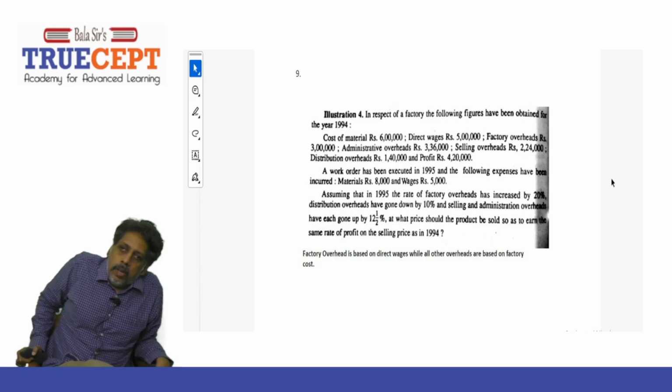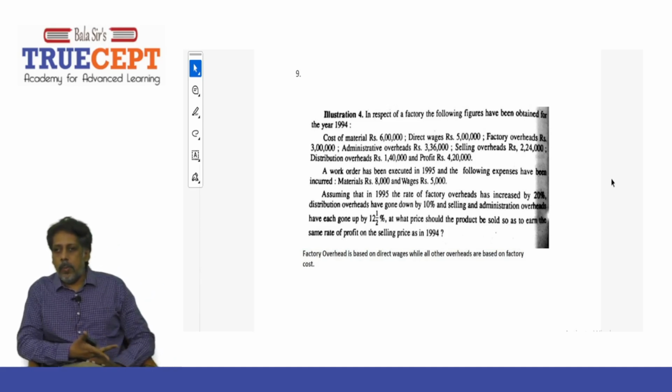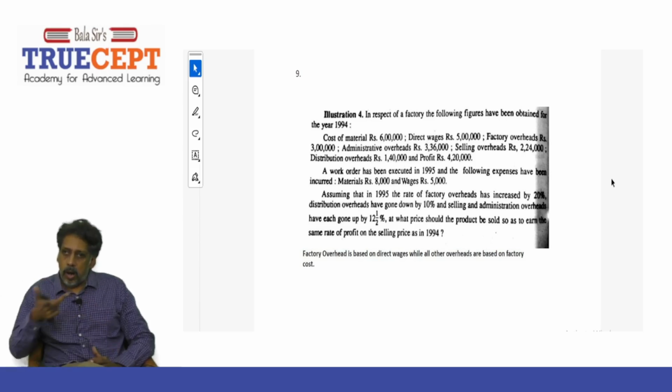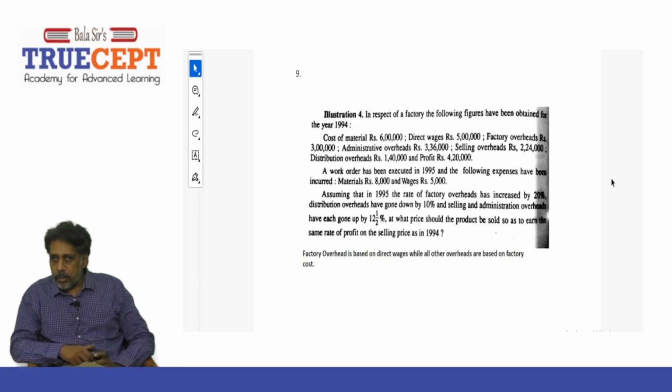And remember, you have to use your common sense. Now, how do you go about this example? There's some more information given, one note. Factory overhead is based on direct wages, while all other overheads are based on factory cost. Why has he given this information? Because if you notice, they haven't given the amount of factory overheads and selling overheads for the year 1995. They didn't give the factory overhead, admin overhead for the year 95.